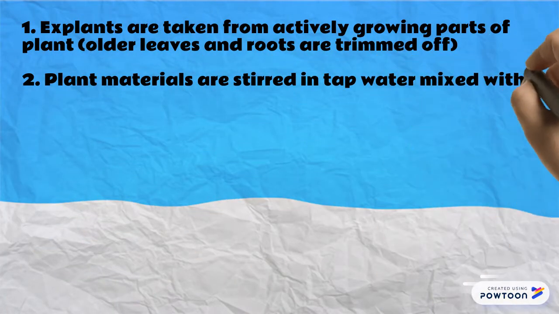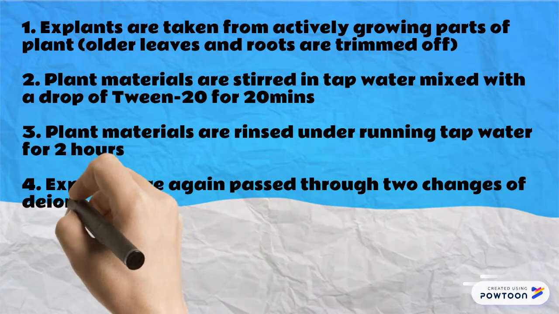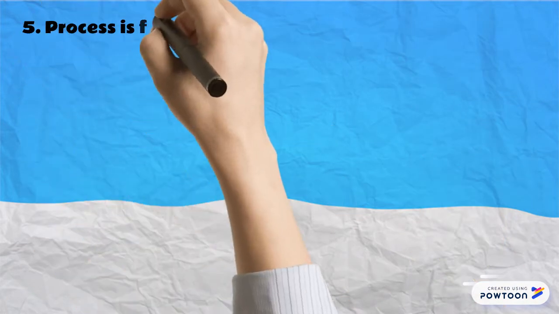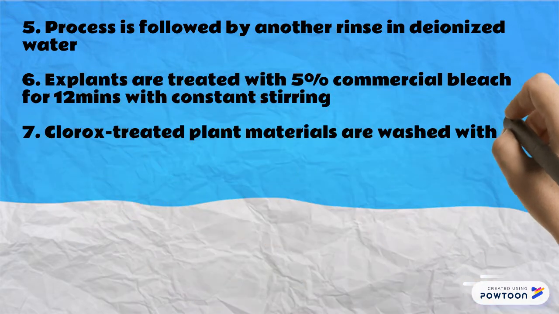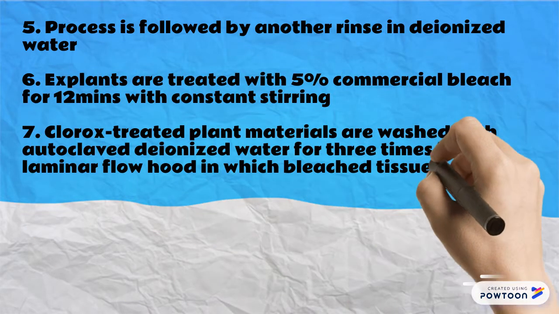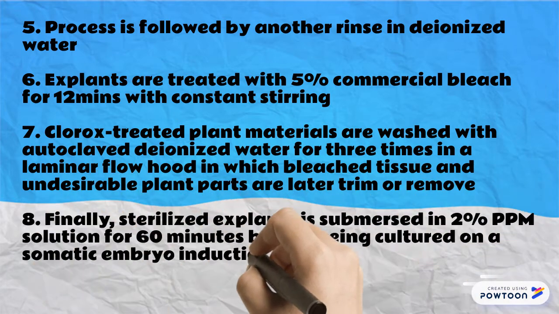Plant materials are stirred with diluted Tween-20. Plant materials are rinsed and are then passed through deionized water before dipping in alcohol. Process is followed by rinse in deionized water. Explants are treated with bleach and then washed with deionized water. Finally, sterilized explants are submerged in ppm solution.